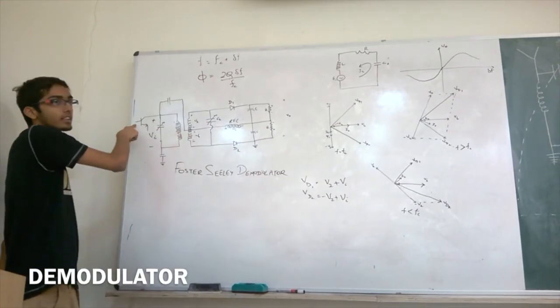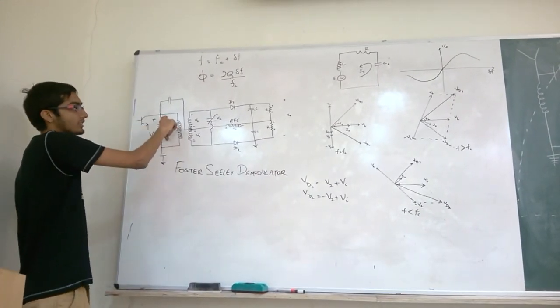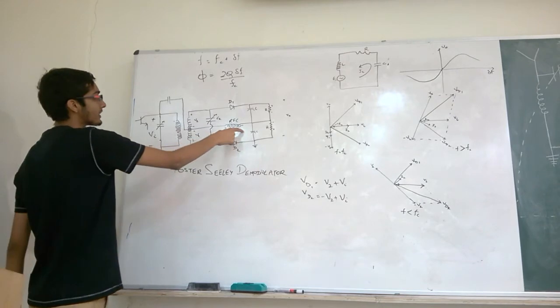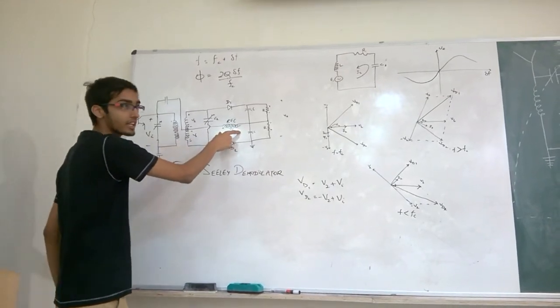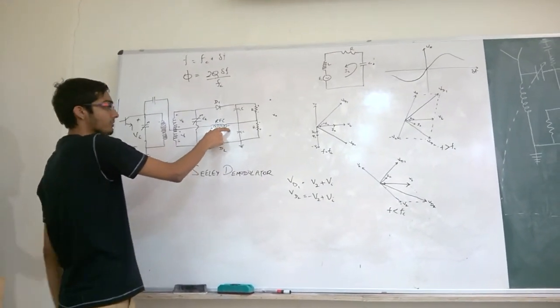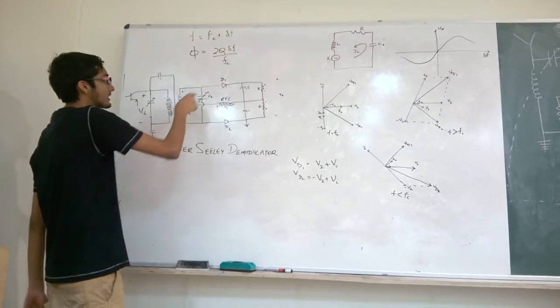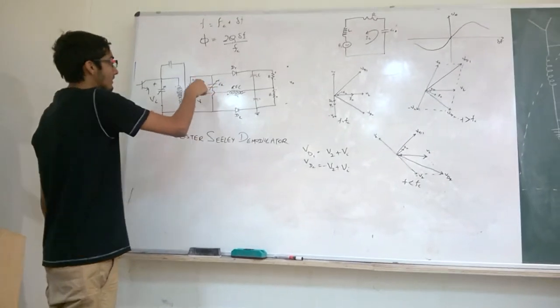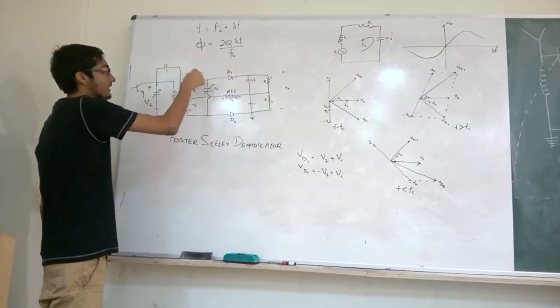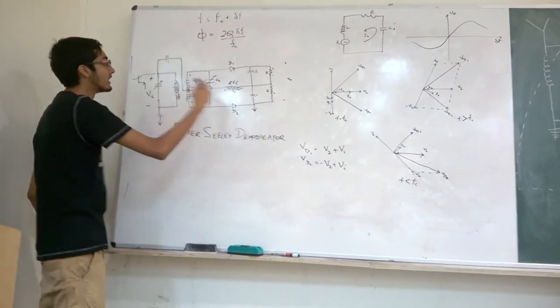As you can see here, we take the input plus minus Vi across this capacitor. This is a radio frequency choke, which has a very high reactance at the given frequency, so the potential drop across this is equal to Vi. Here we have two diodes, D1 and D2. Here is a tunable capacitor which gives a natural frequency to this entire circuit.